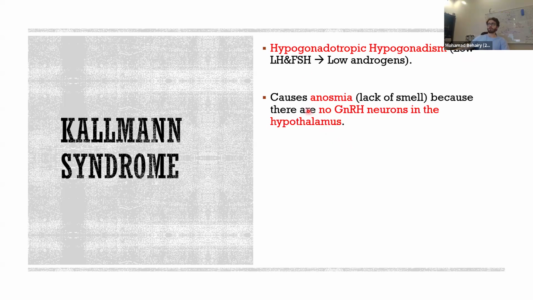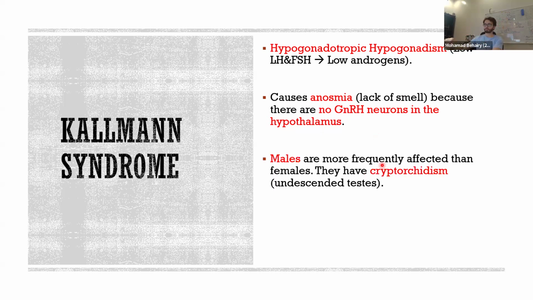Okay. What does this cause? It will cause anosmia, lack of smell. This is something you have to remember. Kallmann syndrome, what does it involve? It involves low FSH and LH, which is due to a problem in the hypothalamus. If we don't have GnRH in the hypothalamus, this will lead to a loss of smell. The patient wouldn't be able to smell. Anosmia means lack of smell. Remember this. It's very characteristic of Kallmann syndrome.